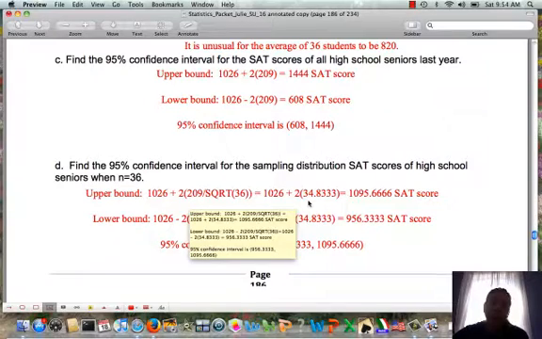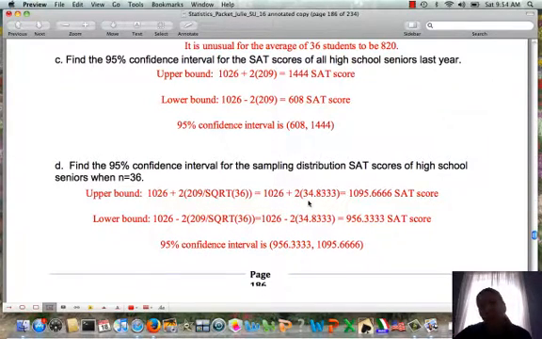So we use here for our sampling standard deviation 34.833333. And this is because we're working with a random sample of 36 students, not the entire population. So a smaller group of students, we expect that's going to shrink or compress our standard deviation. And we see when we do 1,026 plus 2 times 34.83333, we get the upper bound as 1,095.666 for the SAT score. I don't think SAT scores come in decimals, so this would probably, in reality, in a study, be rounded up to, say, 1,096.